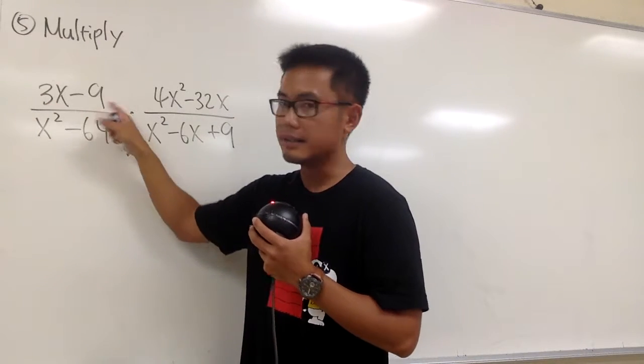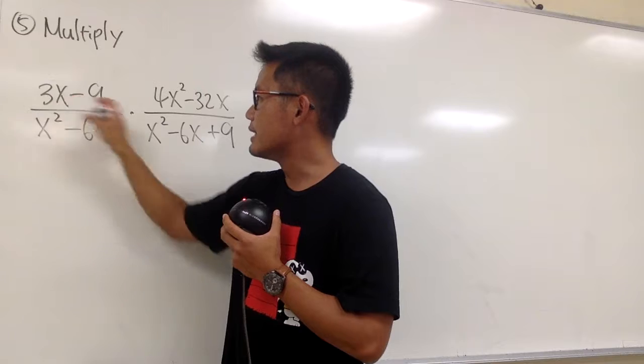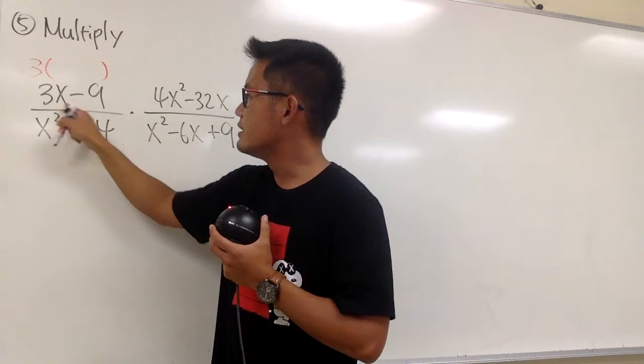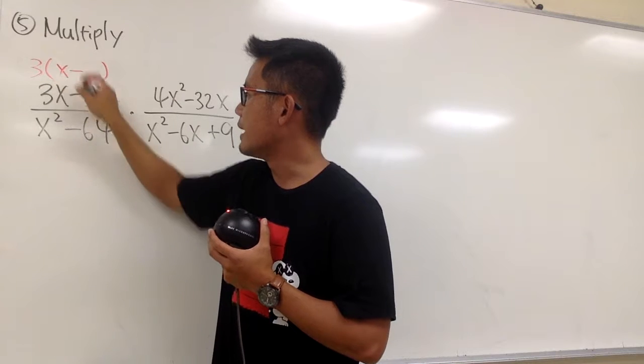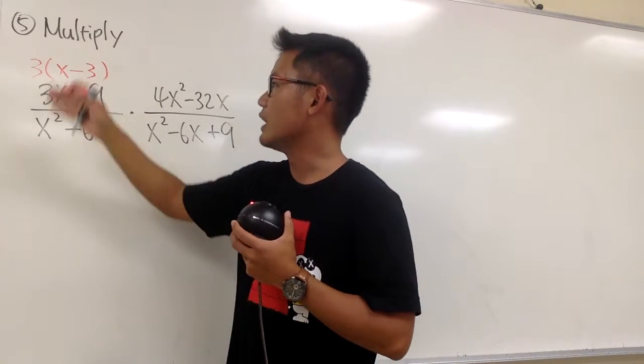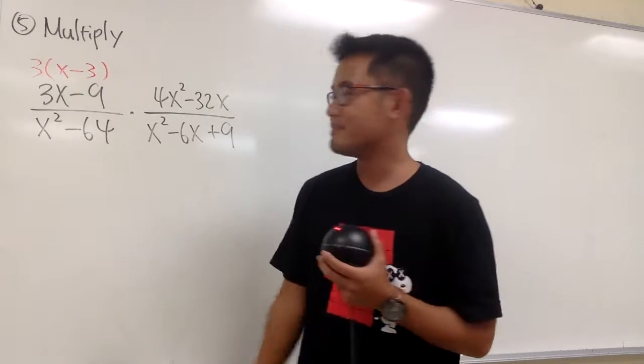We have 3x minus 9. Well, we do notice that we have a 3 in common, so we can factor out 3. And this is going to be x, and then bring down the minus, and originally we have 9 divided by 3, we have 3. So we have that for the factoring, and that's it.